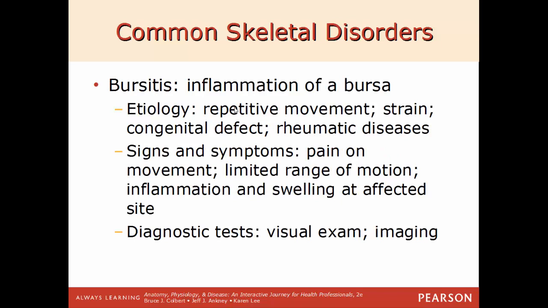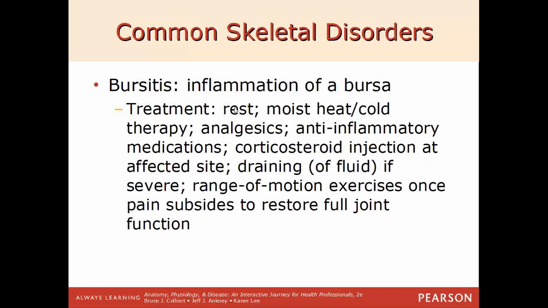Bursitis, the inflammation of the bursa. Etiology: repetitive motion, strains, congenital defects, and rheumatic diseases. Signs and symptoms of bursitis: pain on motion, which will limit the range of motion. They also will have inflammation and swelling at the affected area. The diagnostic tests for this: visual exam, imaging. Some common treatments for bursitis: rest, moist heat and cold therapy, pain relievers, corticosteroid injections at the site if needed, draining of fluid if needed, and range of motion exercises are also common.